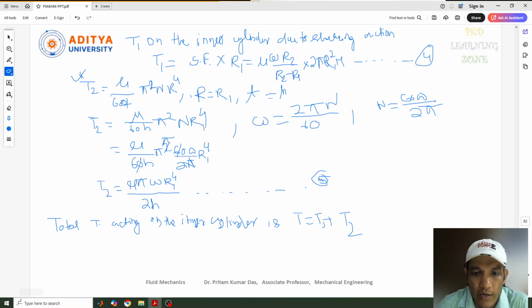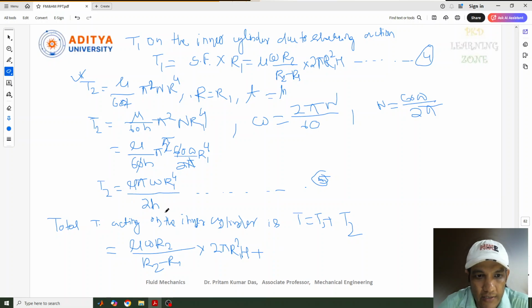plus T2. So now we can write the equation. T1 value is mu omega R2 divided by R2 minus R1, into 2 pi R1 square H, plus the T2 term, that is mu pi omega R1 to the power 4 divided by 2H. I hope the equation is clear.